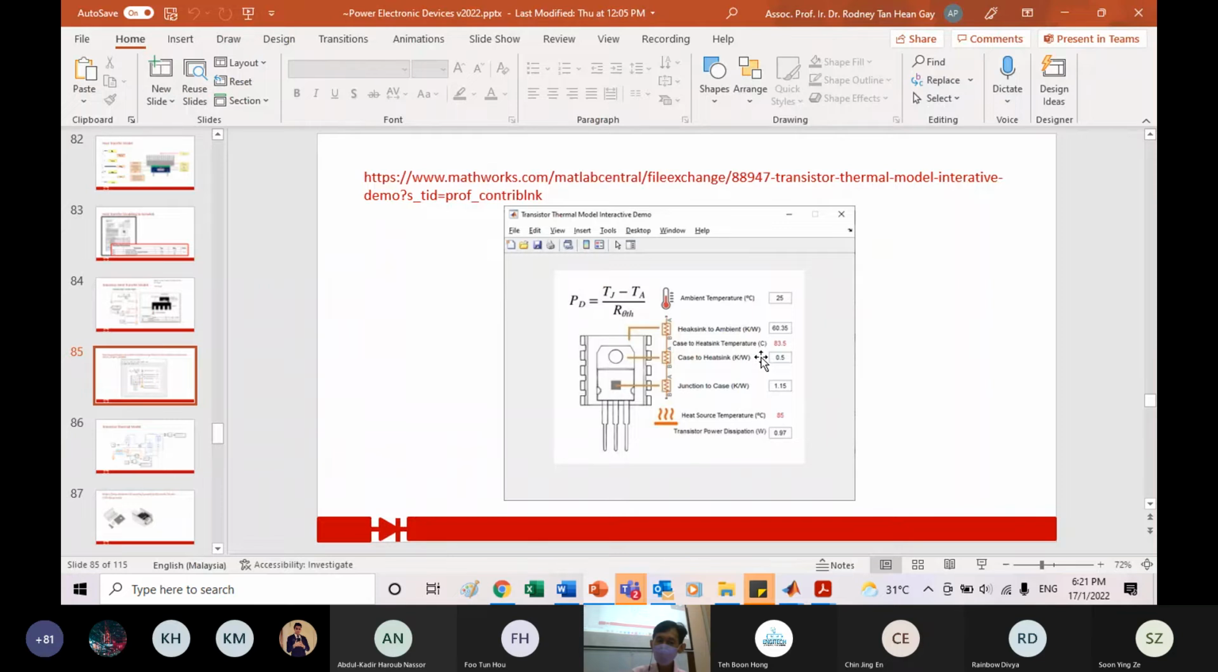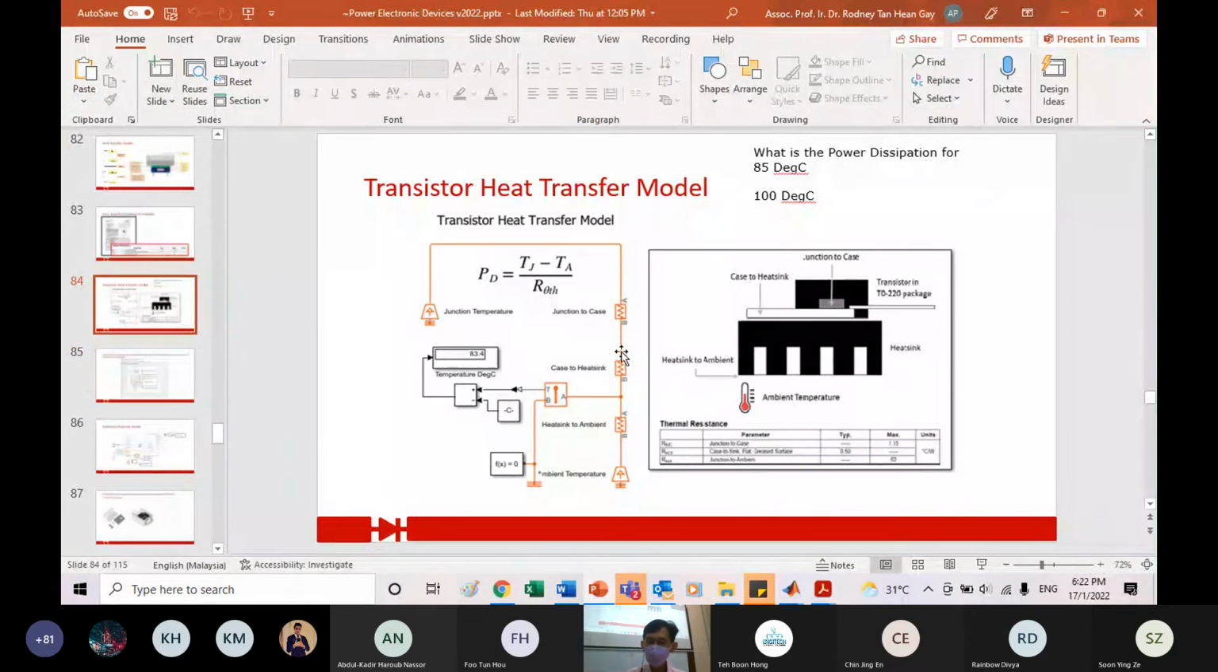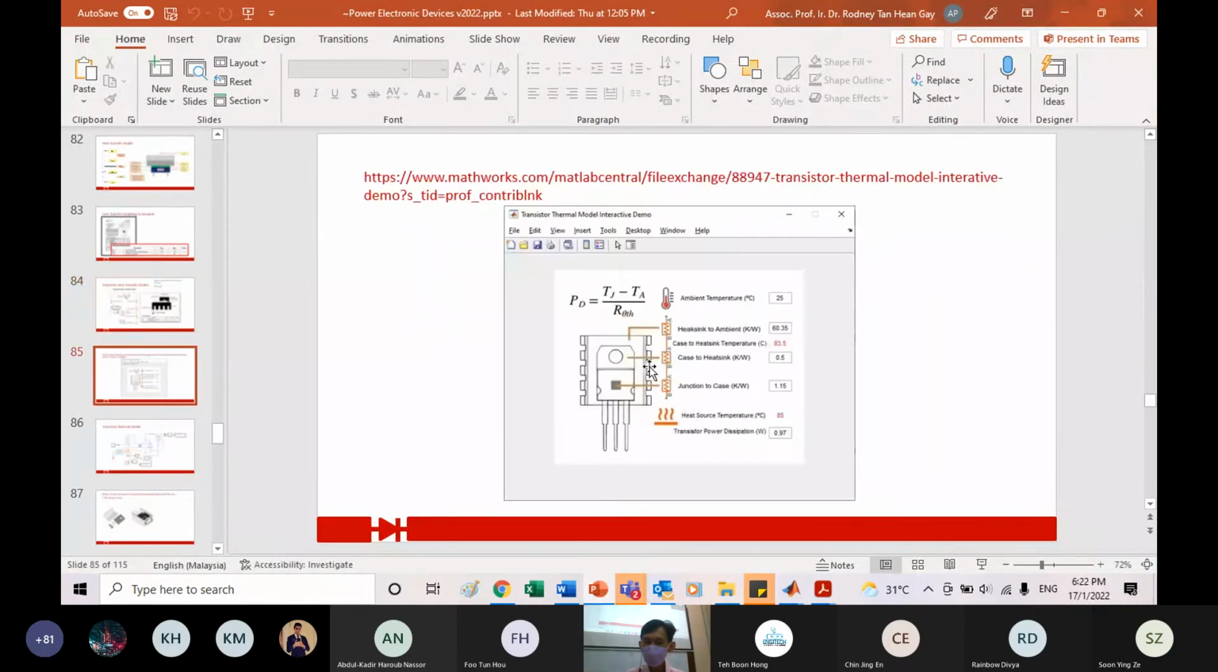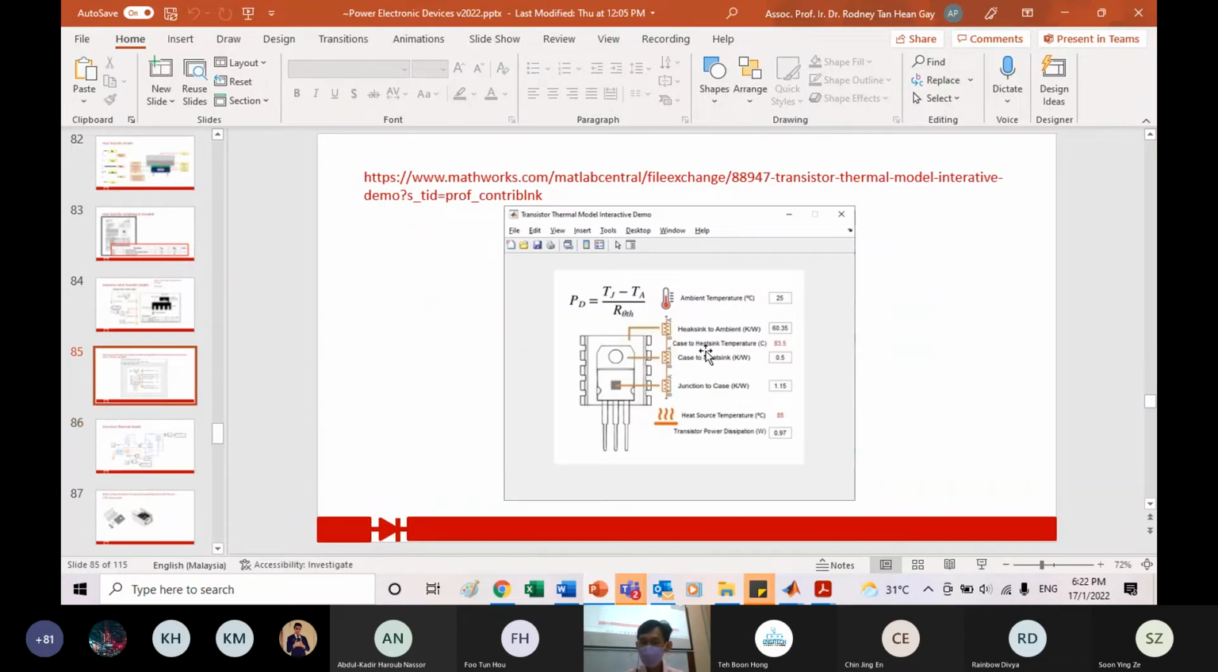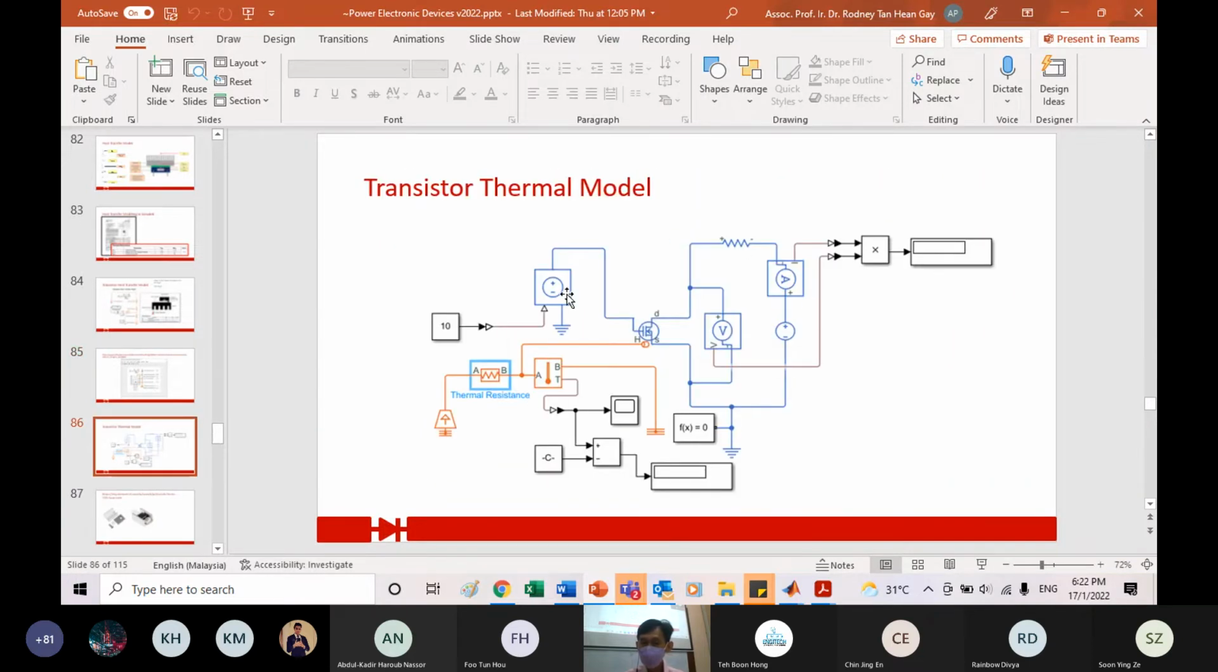All right, next class we will go through this, or we go straight through it. Now, after you know this, you can actually model your electrical and thermal behavior at the same time. Your transistor here in MATLAB, you can see, if I put a heat sink, what will my temperature be?